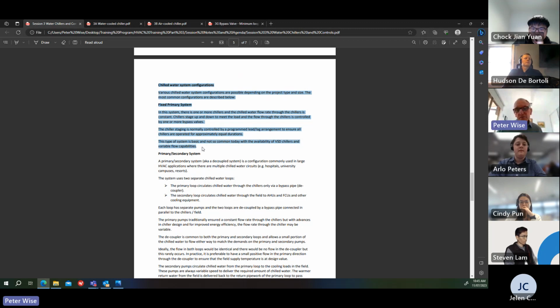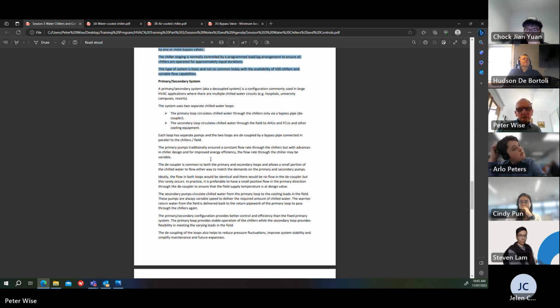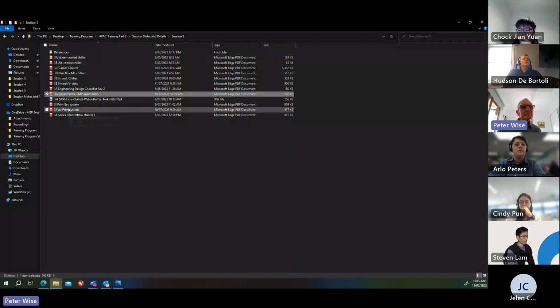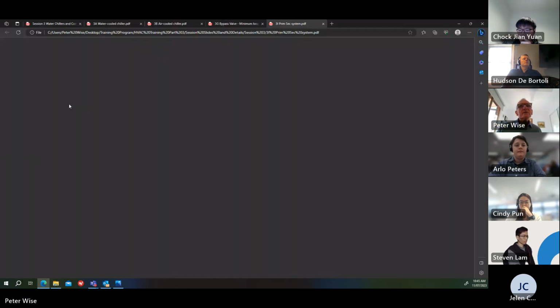That's the basic system, but it's still relevant and still used, particularly with scroll chillers and smaller chillers like that. They'll just run on a constant flow. The bigger chillers, bigger centrifugals and screws may have variable flow. Now, primary secondary system. You may have heard of it. I'll just show you a diagram of it.